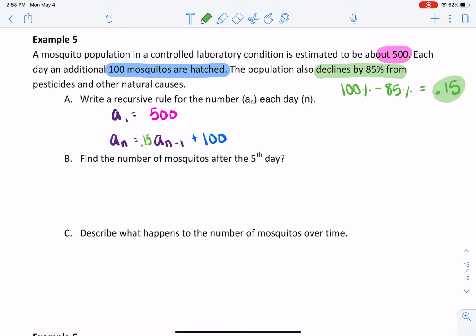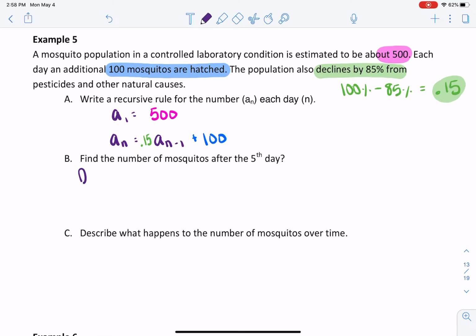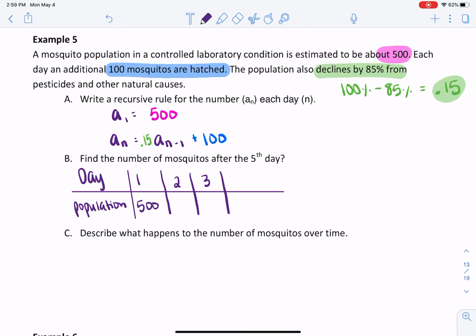Awesome. Now it says find the number of mosquitoes after the 5th day. Okay, well, we could make a little chart if we want to, like a day and a population, just to help keep us nice and organized. So day 1, well, we know that. We're at 500 mosquitoes, right? And we've got a day 2, day 3, 4, and a 5.